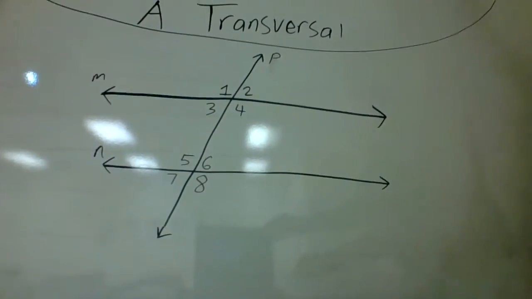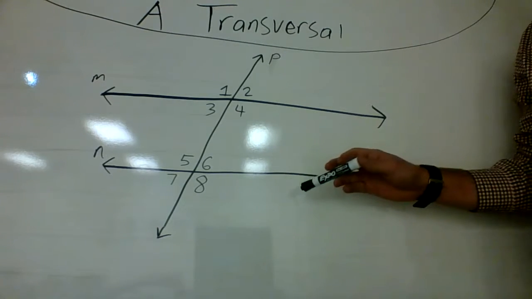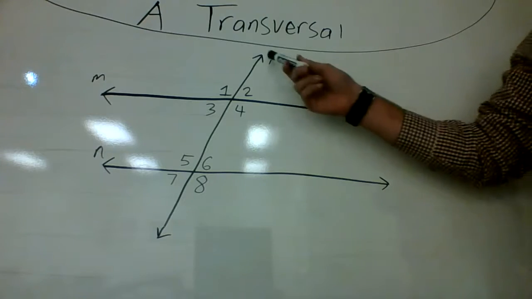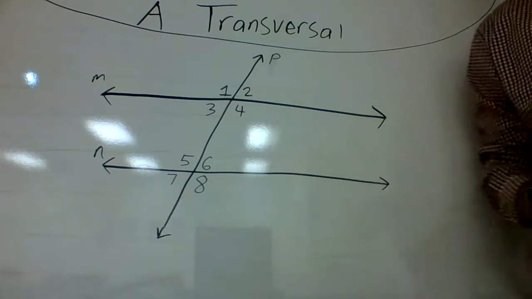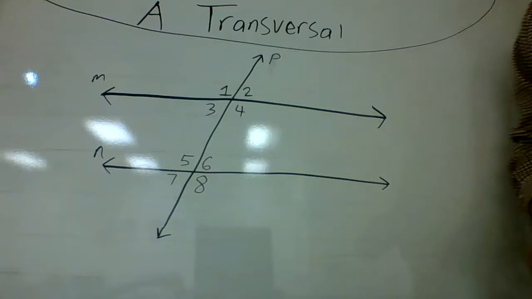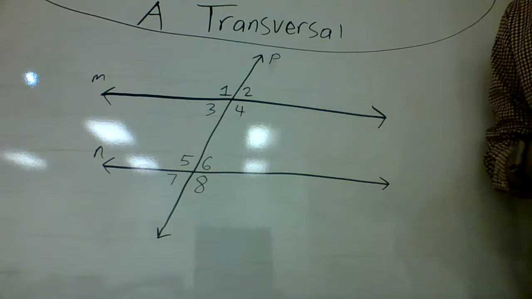Okay, so I've got two parallel lines. I've got M and N. You can label these anything you wanted to. And this line that's cutting through it, that's what's called our transversal. It's a line that intersects two parallel lines. And we've just labeled that one P, just for simplicity.